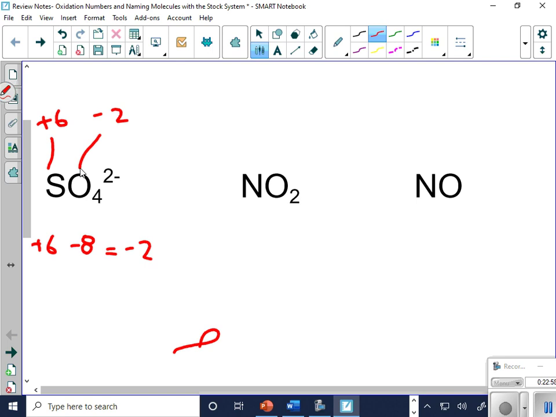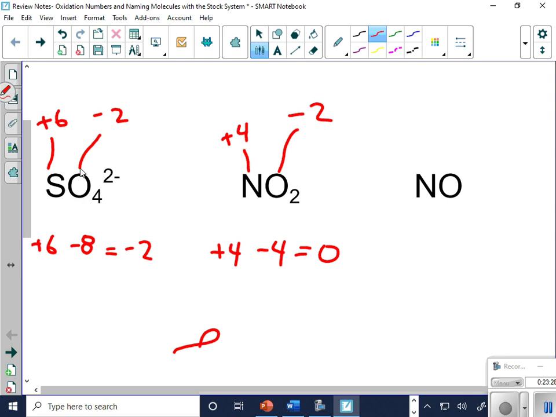Is oxygen here a peroxide? No, it is not. It is not with an alkali metal. So, oxygen's going to be a -2. The whole thing has to equal 0, so my total minus charge is -4. That means my total plus charge has got to be +4 for that nitrogen.